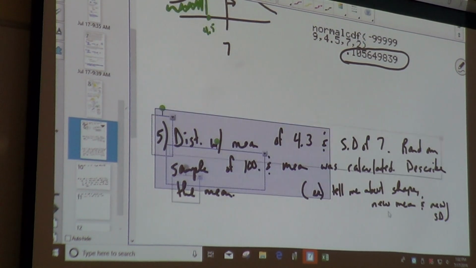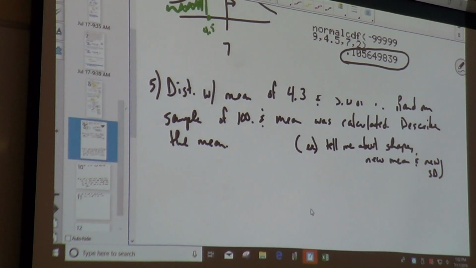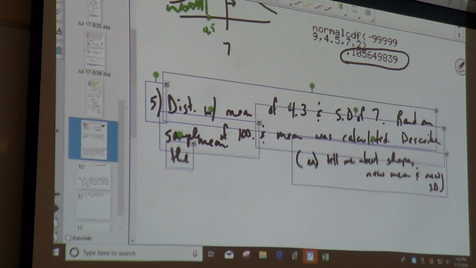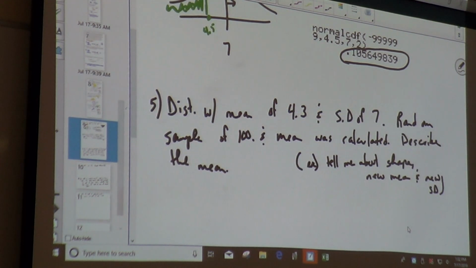All right. See what y'all can do with this one. We have a distribution with a mean of 4.3 and a standard deviation of 7. You have a random sample of 100 and the mean was calculated. Describe the mean. For example, tell me about the shape. Give me the new mean and the new standard deviation.